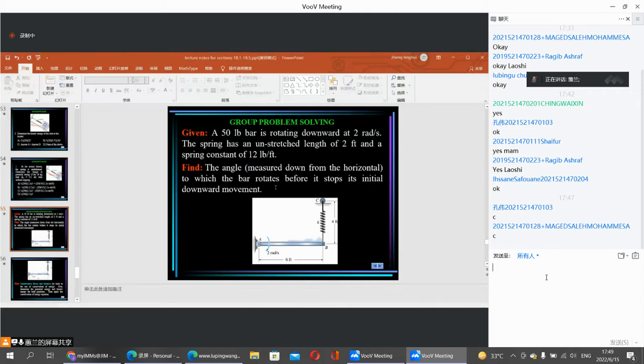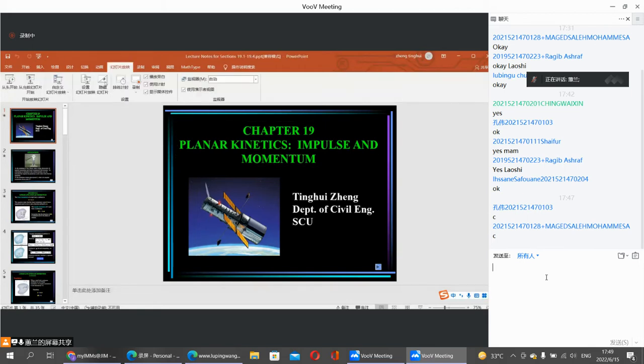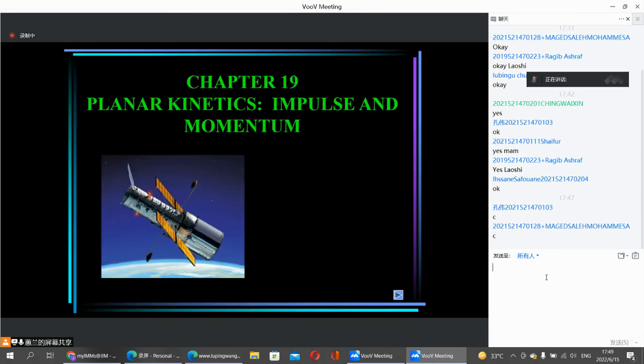So you need to know the definition of linear and angular momentum. So chapter 19 is about impulse and momentum.